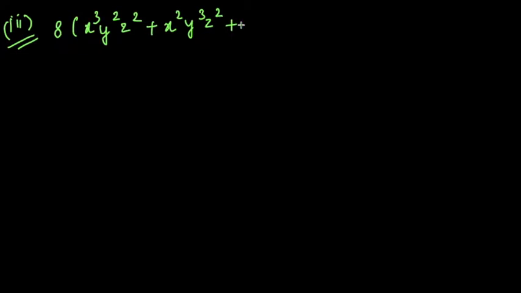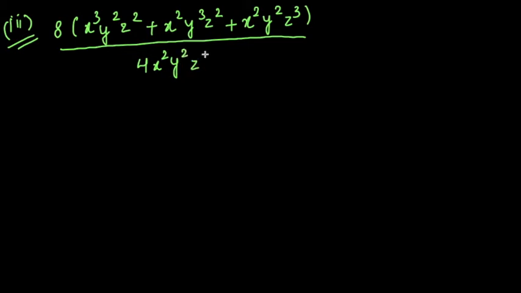I am starting with part 3 of this question. Part 3 is 8x cube y square z square plus x square y cube z square plus x square y square z cube, which you have to divide with 4x square y square z square. Now what kind of expression is this? It's a division of a trinomial, and in the denominator again you have to divide it with a monomial. So we cannot cancel the terms.